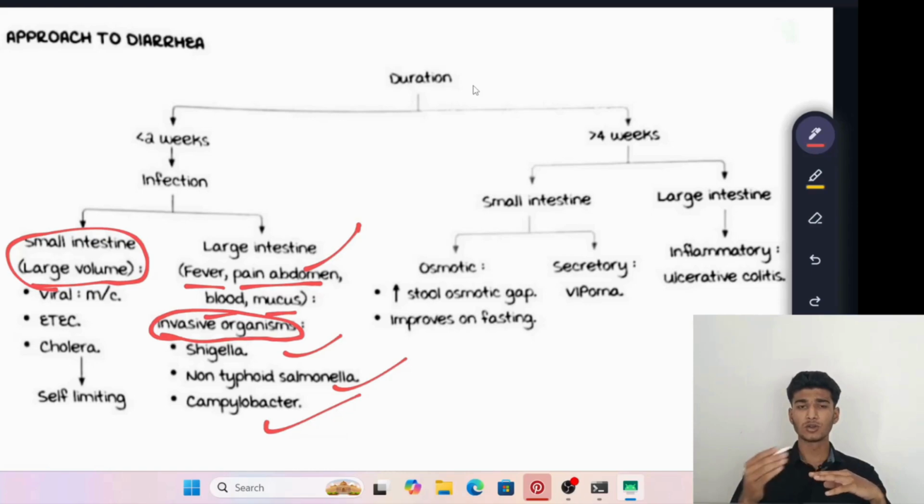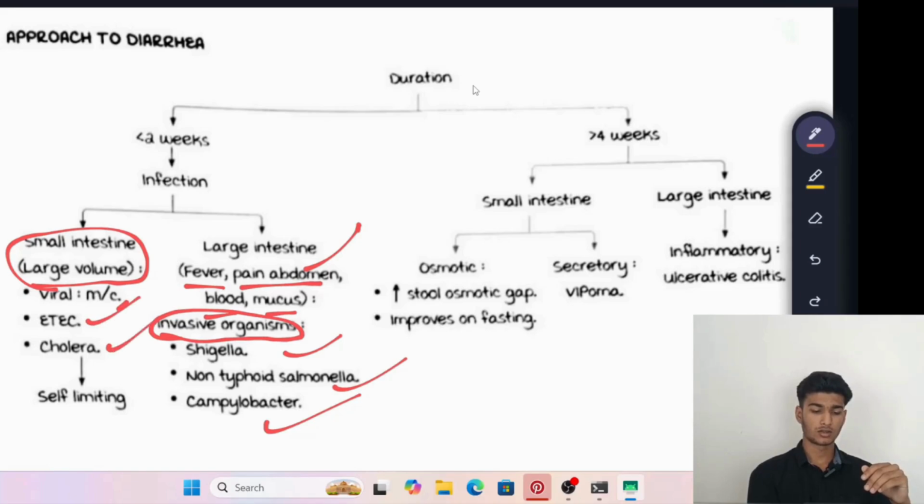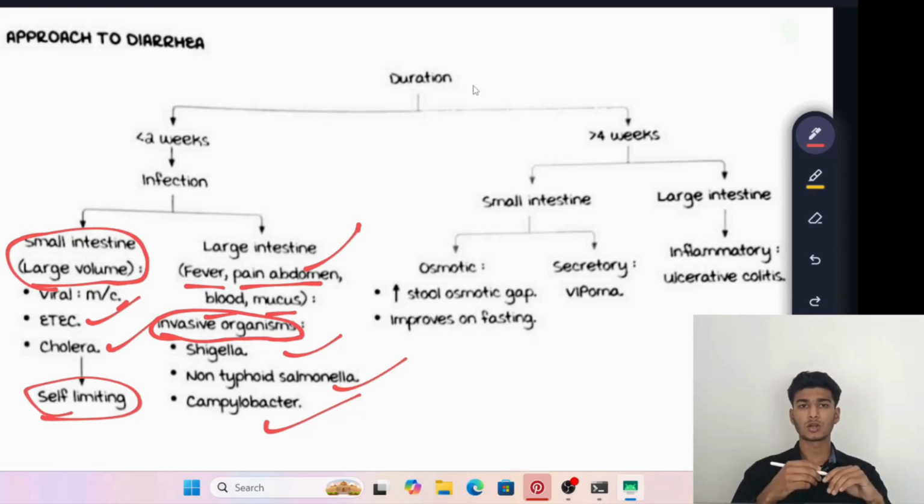Like the patient will go, and after 10 or 15 minutes, he will get the feeling of defecation. That is not too frequent. And in the large intestine, within about 5 minutes they will get the urge to defecate. So if you find that it is small intestinal diarrhea, you will say that it is caused by enterotoxigenic E. coli or cholera, and it is self-limiting. So the symptoms will stop after 2 weeks. There is no doubt in that.